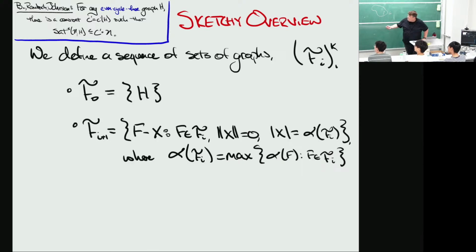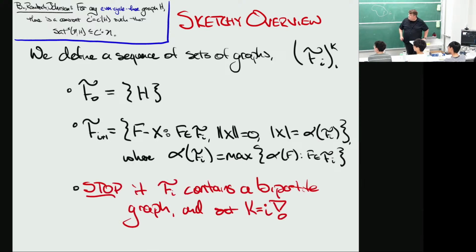Okay, so there's the same thing written symbolically. Don't read it. And I'm going to stop if at some point I see a graph which is a bipartite graph. And I'll set k equals i. I say bipartite, really even cycle free is what I mean.